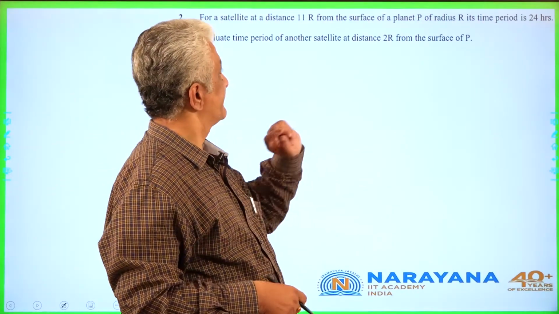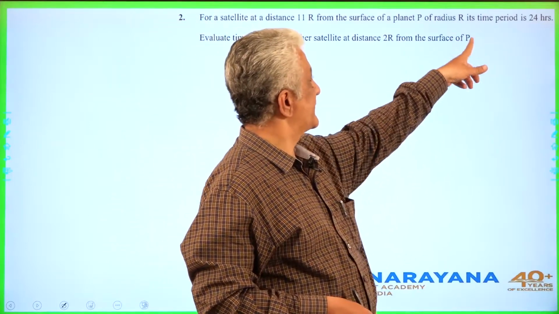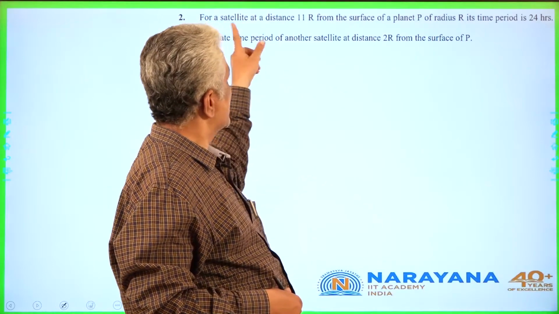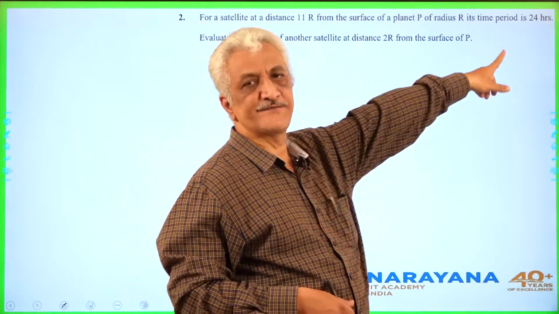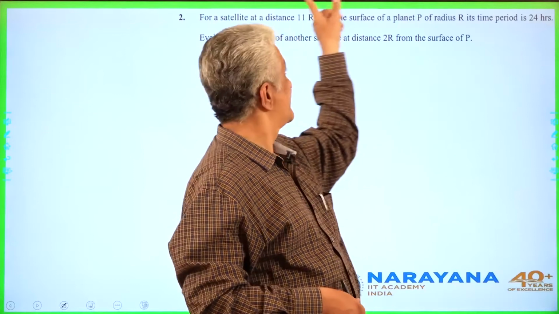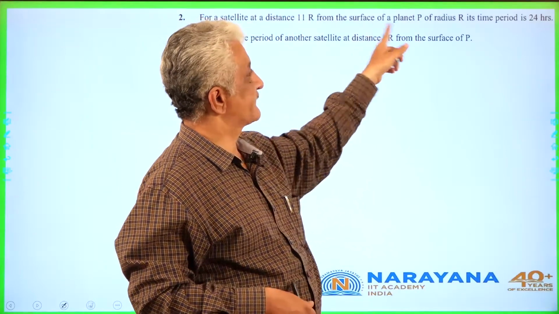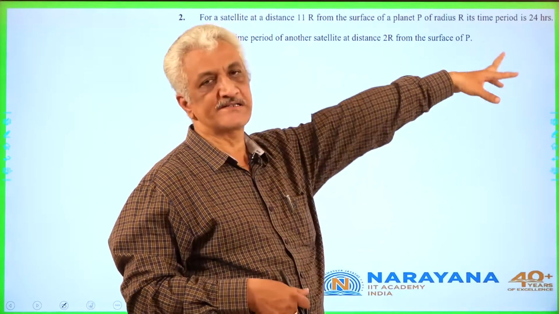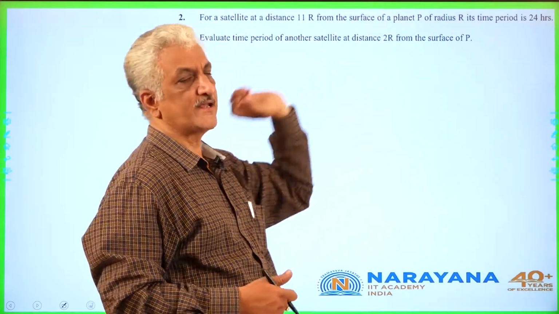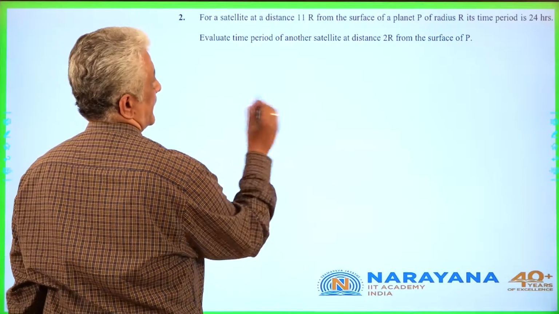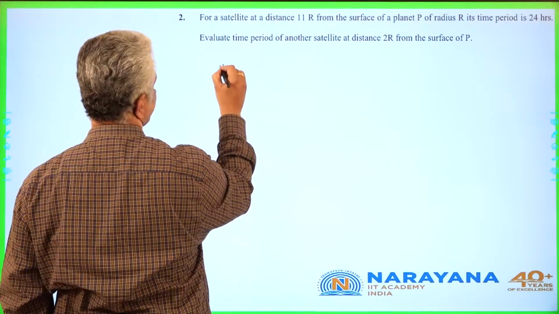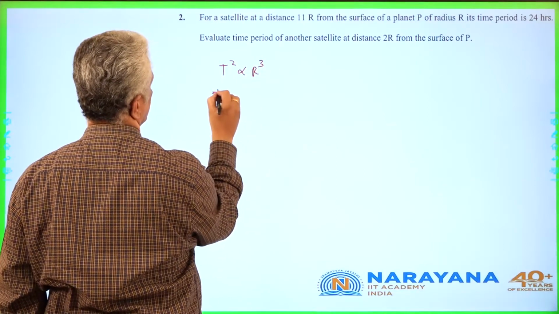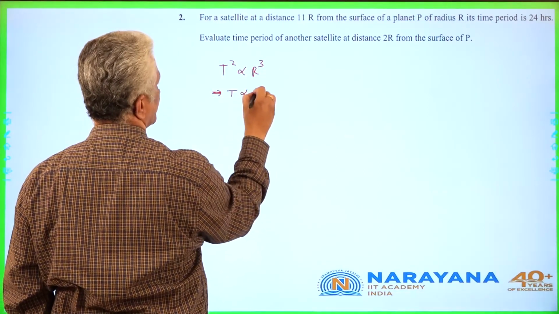Next one: given that when the radius of the planet is r and the satellite distance is 11r, the time period is 24 hours. When the distance is 11r from the surface, 24 hours, and if the distance is 2r from the surface, what is the time period? Generally for this we use Kepler's third law, which is T square proportional to R cube, or T proportional to R power 3 by 2.